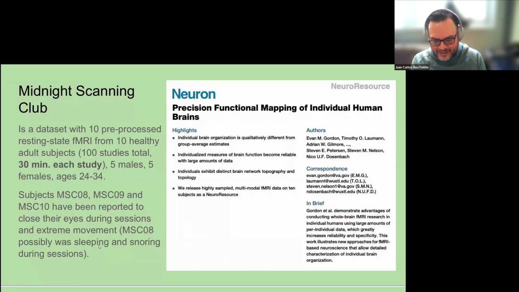This is just like a folklore about this data set. This information is not included in the paper, but well, this is a very well studied data set. And the name of the data set, Midnight Scanning Club, is because the studies were performed at midnight because it's cheaper to use the magnetic resonance image scanner at this time of the day. And probably they were the same people of the laboratory, maybe graduate students, doctoral students, PhDs, etc. This corresponds to the ages of the study.